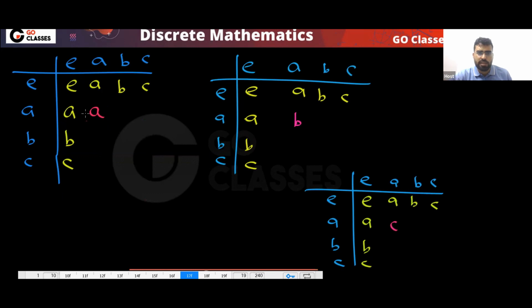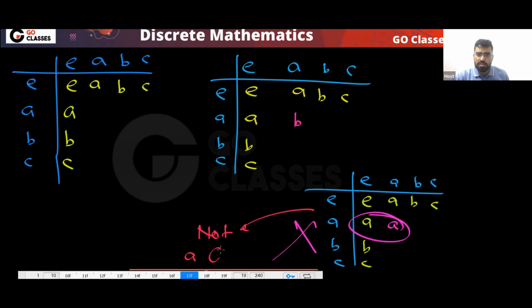This possibility is not there because A is repeating. So this template is definitely not correct. Or what I can do like this. Let me do like this. Because A is repeating, this template is wrong. This template is not even a group. This is not a group because this A is repeating in a row. Okay, so this is not a group.